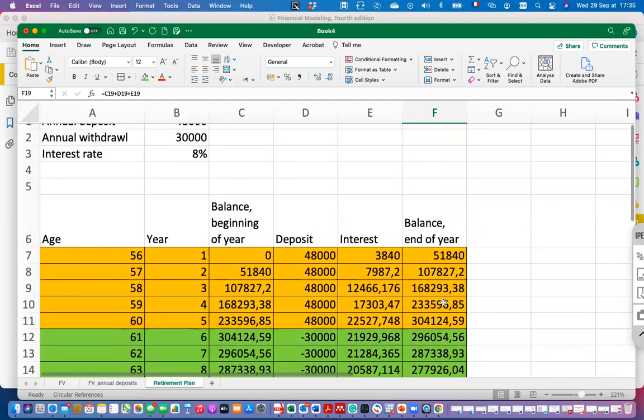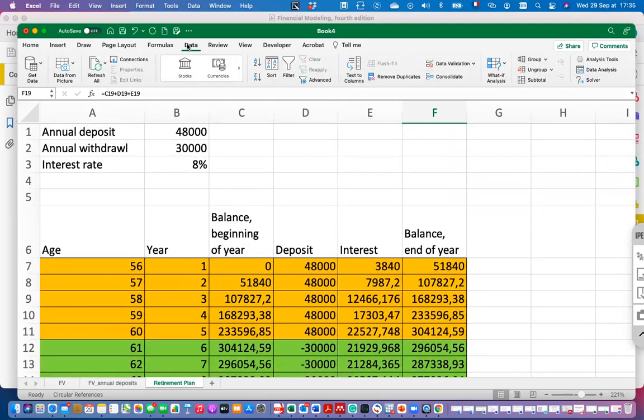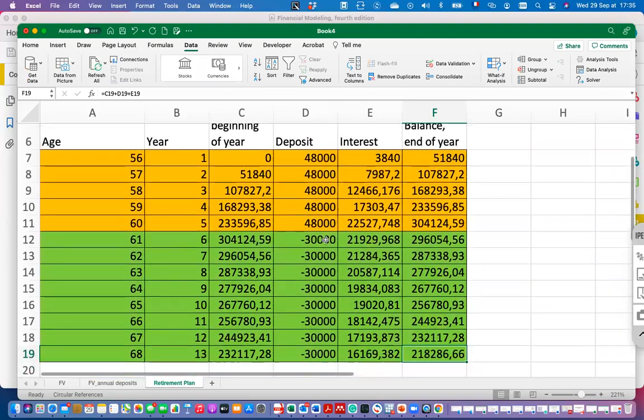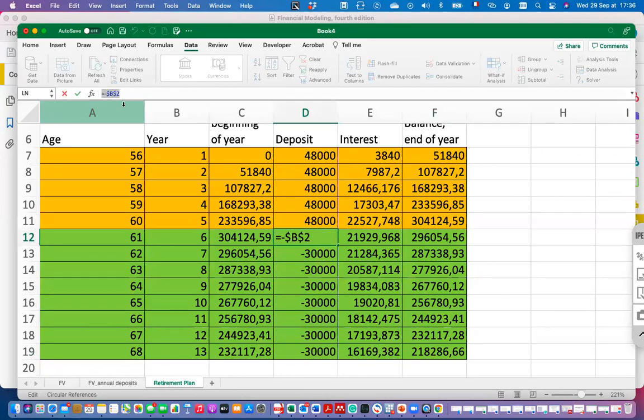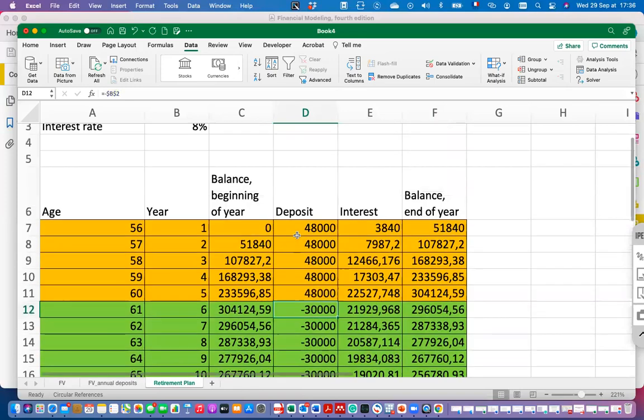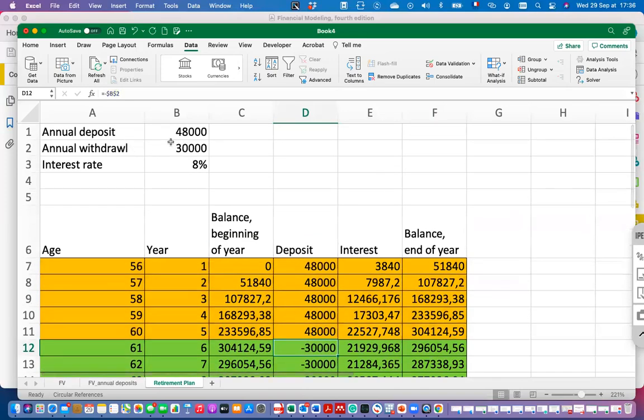So we go to data. So equal to minus B2, right? See here, and add the dollar sign. Because I put the annual withdrawal on the cell B2.